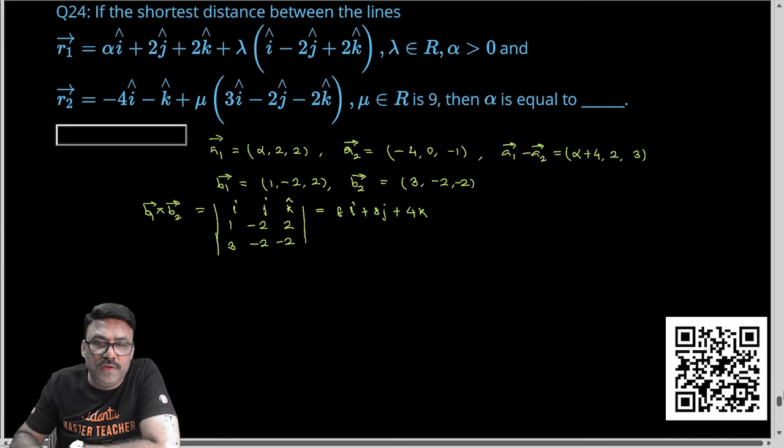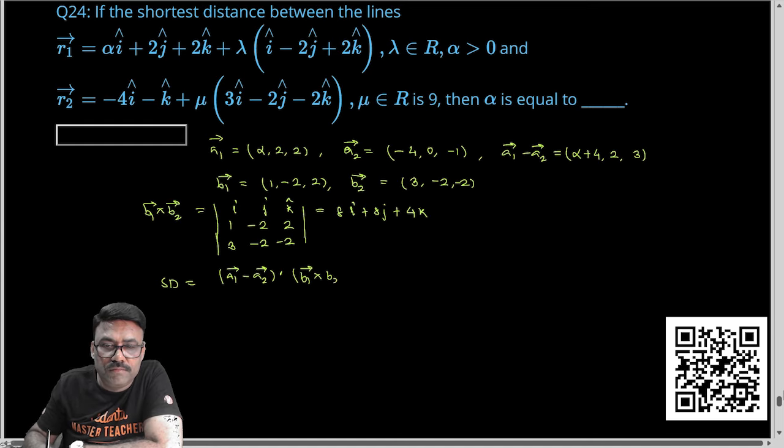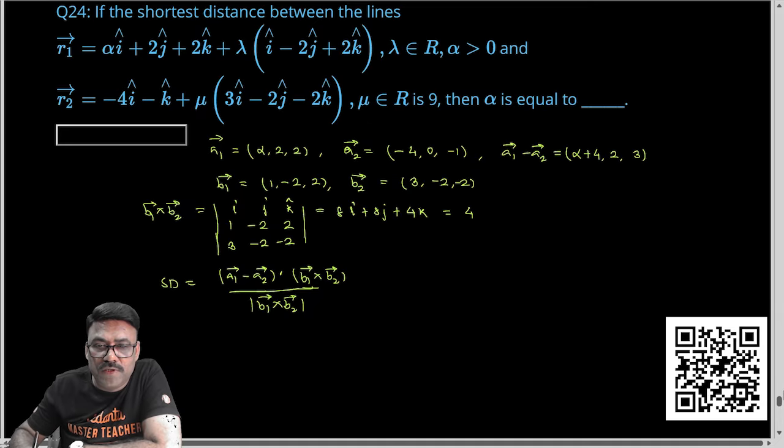Let's check again. It is 4 plus 4, 8. Then minus 2 minus 6, again 8. Then minus 2 plus 6, 4. Now what will be the shortest distance? Shortest distance is A1 minus A2 dot B1 cross B2 over mod B1 cross B2. And this 4 can be taken common here. So it is 2i plus 2j plus k.